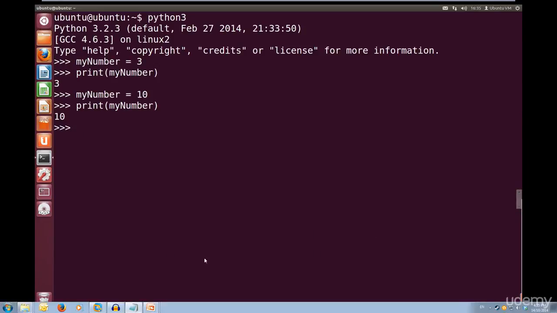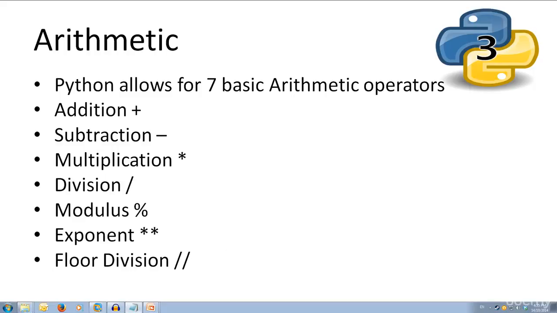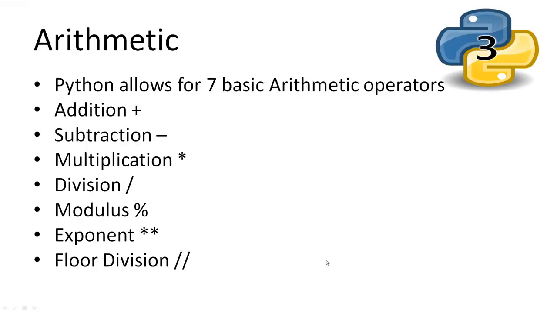So let's have a look at some of the arithmetic math that we can do in Python. Python allows for 7 basic arithmetic operators: addition, subtraction, multiplication, division, modulus, exponent, and floor division. So modulus is dividing and the remainder, exponent is to the power of, and floor division is dividing and rounding down.